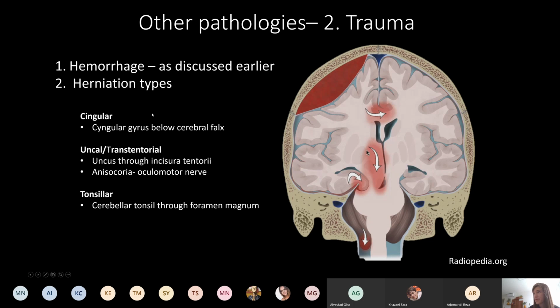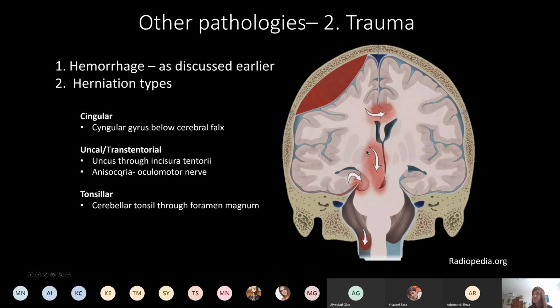First type is the cingulate herniation, when the cingulate gyrus herniates below the falx cerebri. The second type is the uncal herniation, when the uncus herniates through the incisura tentorii, and an important symptom is anisocoria, when one of the pupils is bigger than the other, because the uncus compresses the oculomotor nerve, which is cranial nerve number 3. It goes somewhere here in the brain, and it gets compressed.